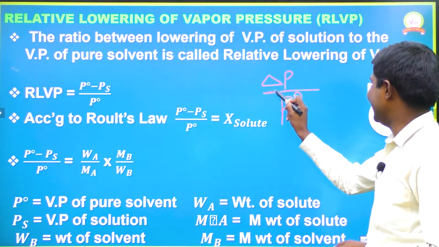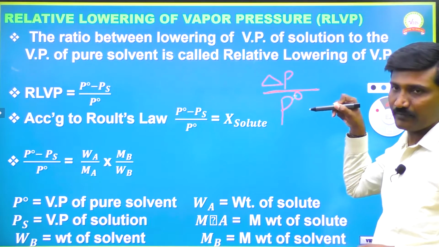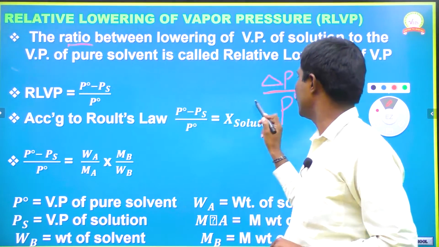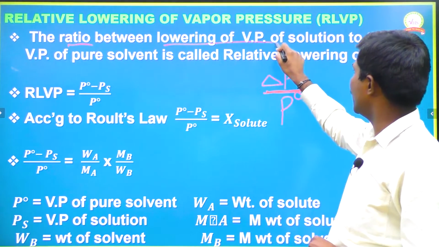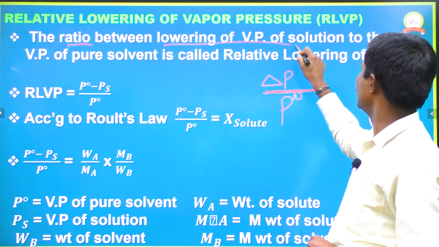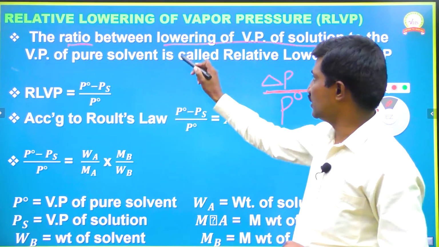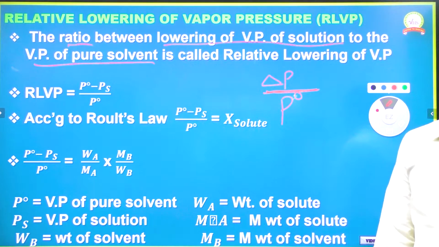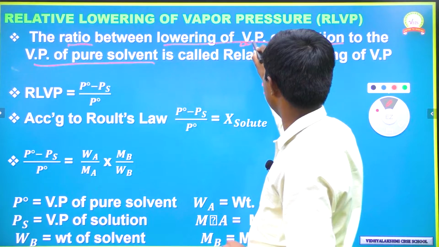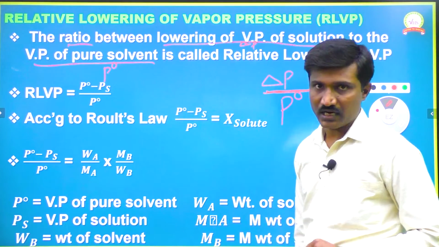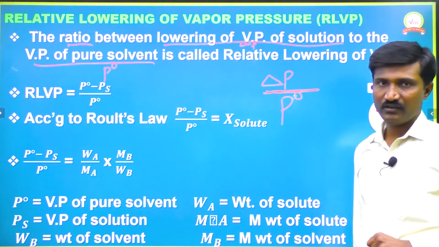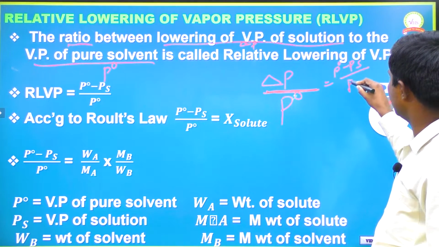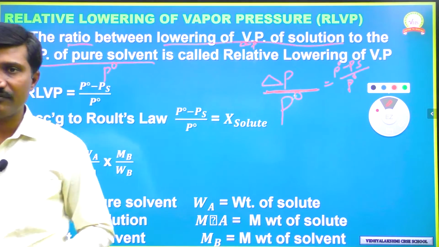Since it is a ratio between the lowering of vapor pressure and the vapor pressure of the pure solvent, we can define the relative lowering of vapor pressure as the ratio of the lowering of vapor pressure of the solution, delta P, to the vapor pressure of the pure solvent, P naught. Since we write delta P as P naught minus PS, P naught minus PS by P naught gives the relative lowering of vapor pressure.